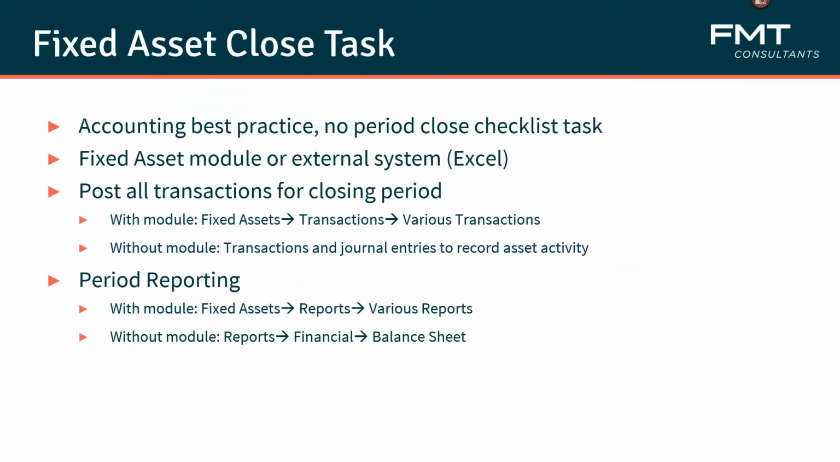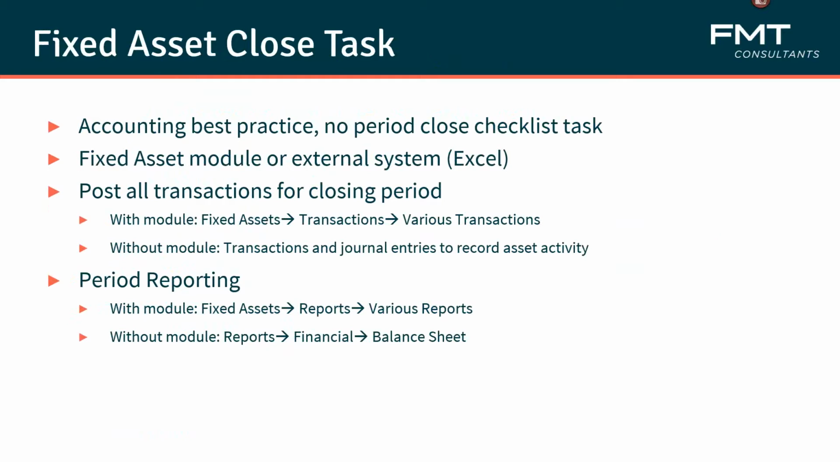Our third topic relates to the fixed asset closing process. There is not a close task for fixed assets in the period close checklist, but FMT did want to speak to the accounting best practices related to fixed assets as a period end. Performance of the fixed asset task can either occur directly in NetSuite using the fixed assets module, or it can be performed externally in either Excel or a separate fixed asset management software and then brought over into NetSuite. These tasks include such tasks as acquisitions, removals and disposals, depreciation, and so on.